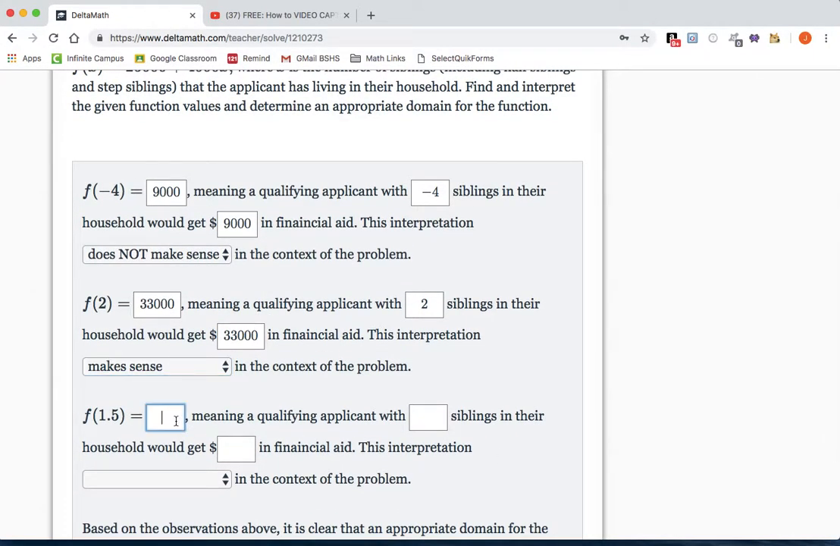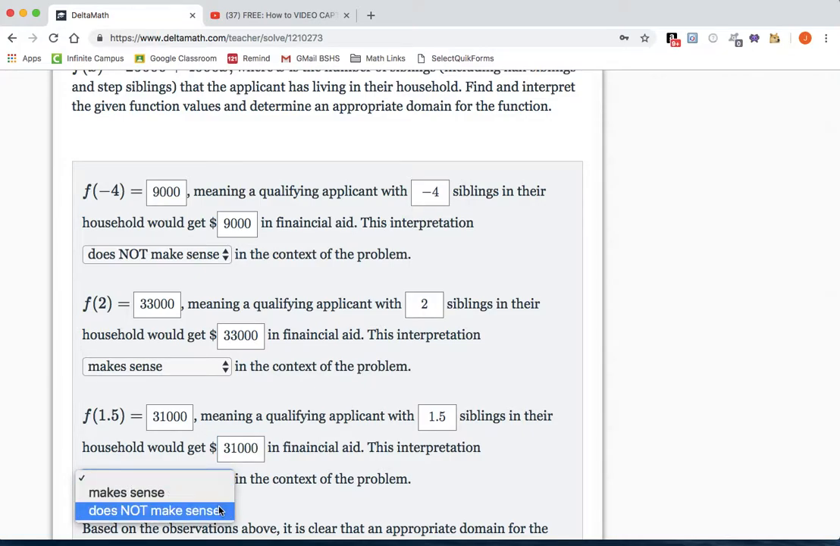Then f of 1.5. So we're going to plug 1.5 in. And I get 31,000. Meaning the qualified applicant with 1.5 siblings in their household would get $31,000 in financial aid. This does not make sense. Why does this not make sense? Because you can't have 1.5 siblings.